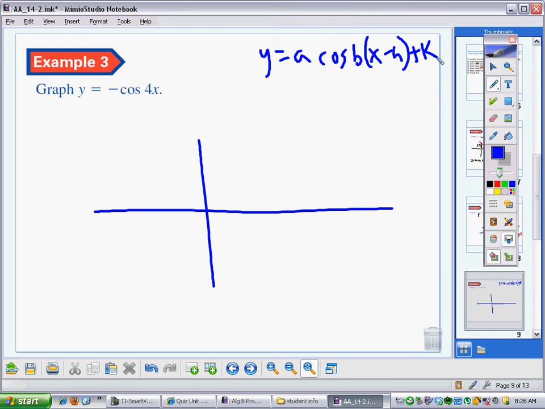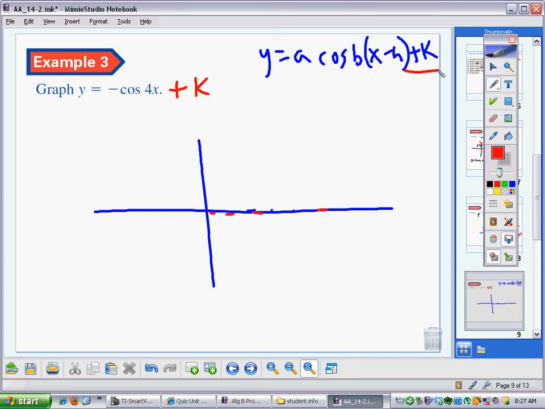Second thing, let's determine the middle, the axes. The middle is always right here. Change that to red. It's always right here, except when I have a plus k. There ain't no plus k. No adding or subtracting this at all. So I stay in the middle, which is the x-axis.